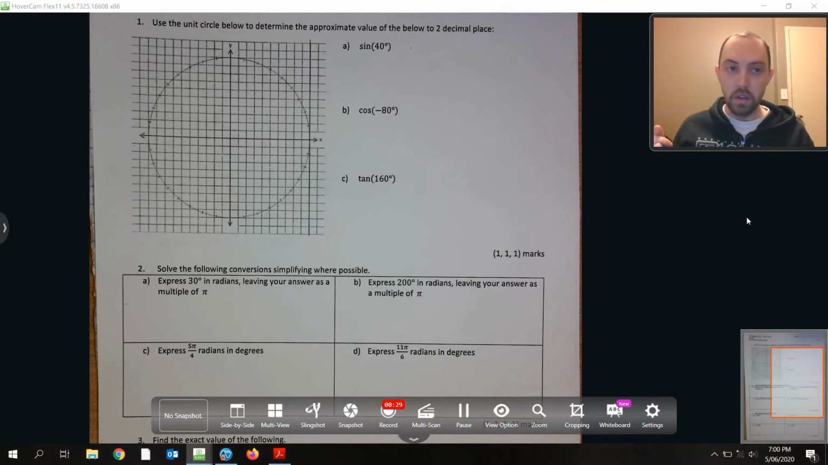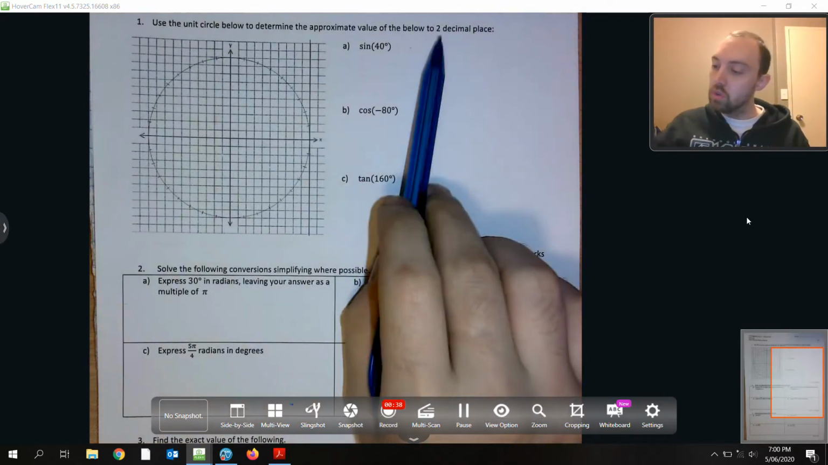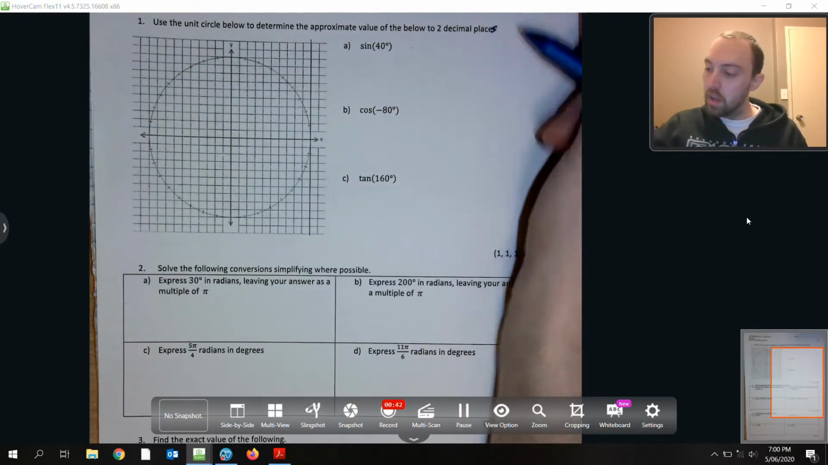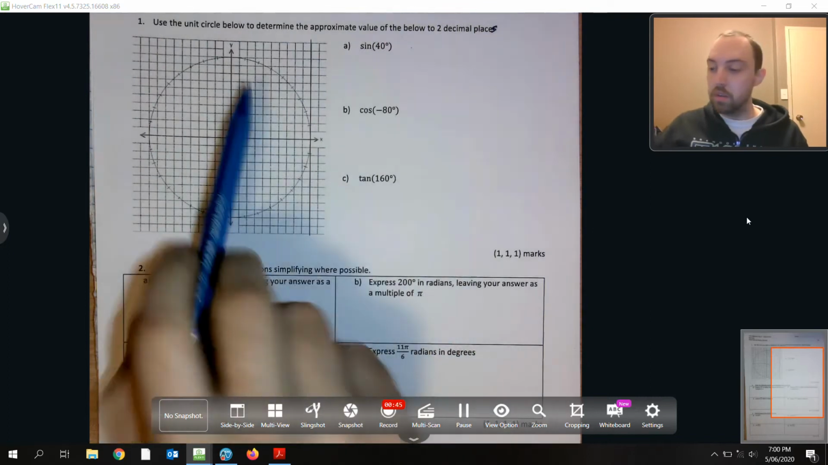Okay, let's get started. Question 1. Use the unit circle below to determine the approximate value of the below to 2 decimal places. So that's supposed to be an S there, 2 decimal places.